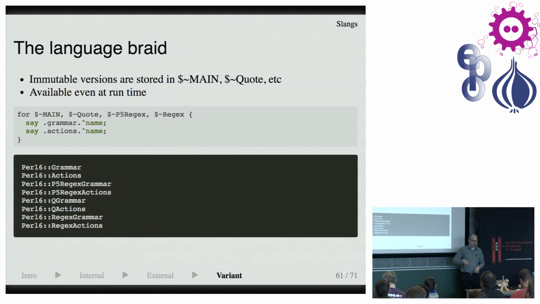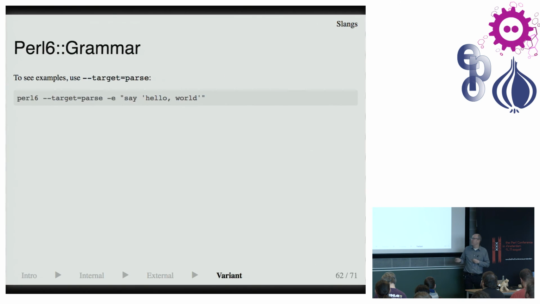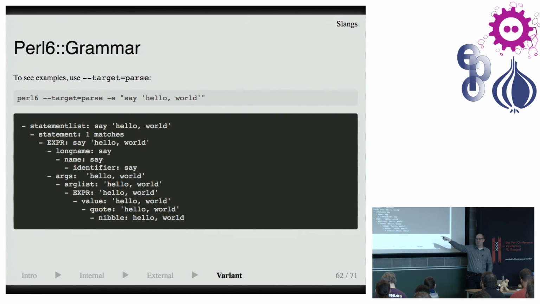They're also available in variables called $~, named after the different languages. So $~MAIN refers to the parser of the main program. And you can get the grammar, and you can get the actions. By the way, this is called the language braid. So all these different languages are being used together to parse your Perl 6 program. If you want to change one of them, first, if you want to see what they look like, you can say --target=parse, and you'll see the parse tree that's generated while your Perl 6 program is being parsed.